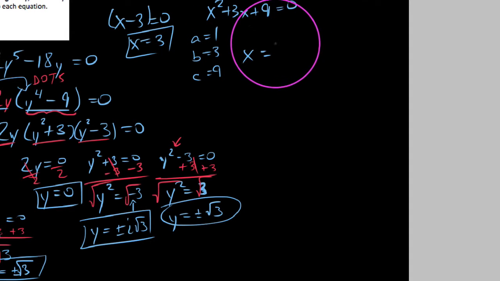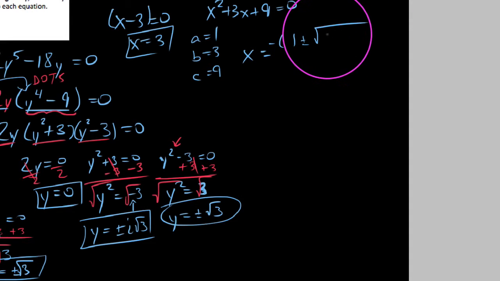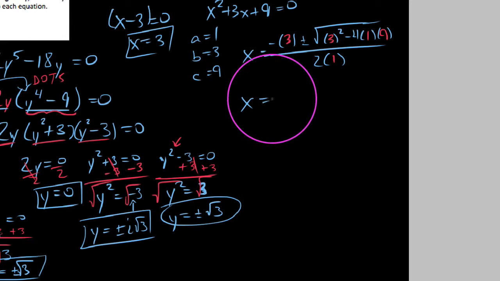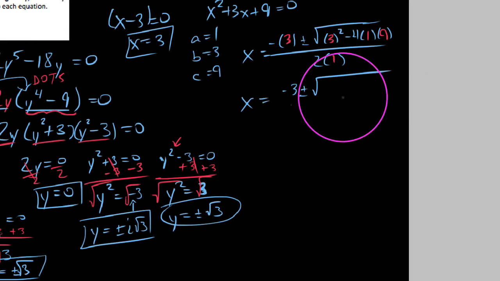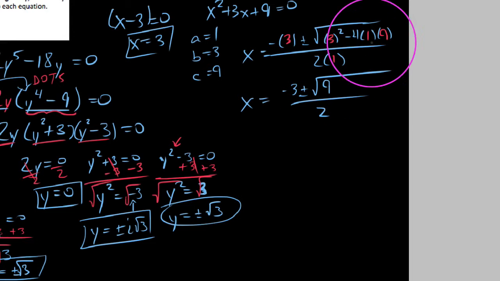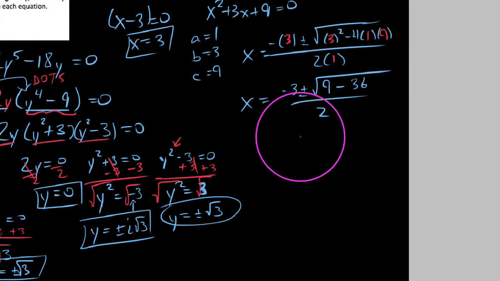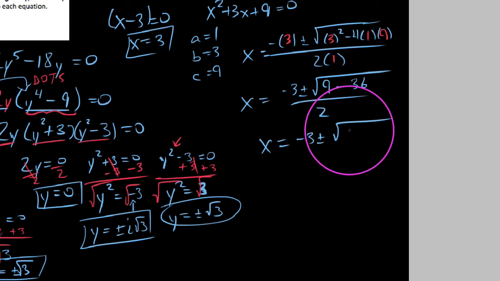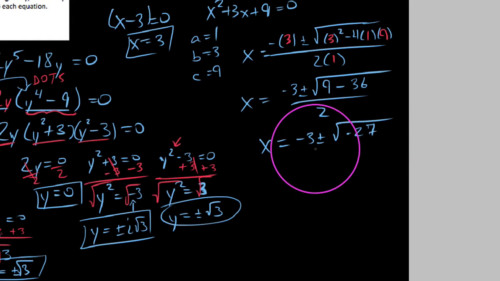Then we get x equals negative b plus or minus the square root of b squared minus 4ac all over 2a. We have a b value of 3, an a value of 1, and a c value of 9. So what we end up with is x equals negative 3 plus or minus the square root of 3 squared, all over 2 times 1, minus 4 times 1 times 9. A negative 4 times a positive 1 times a positive 9 gives us a negative, and 4 times 9 is 36. So we get 9 minus 36, which is negative 27, all over 2.